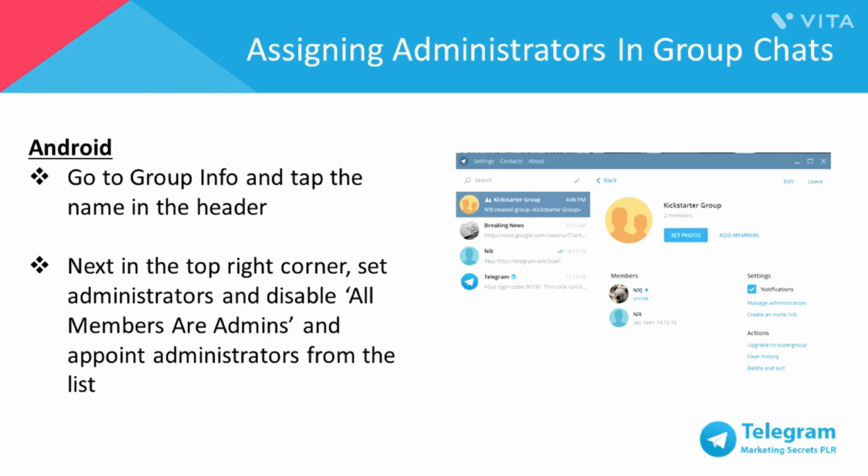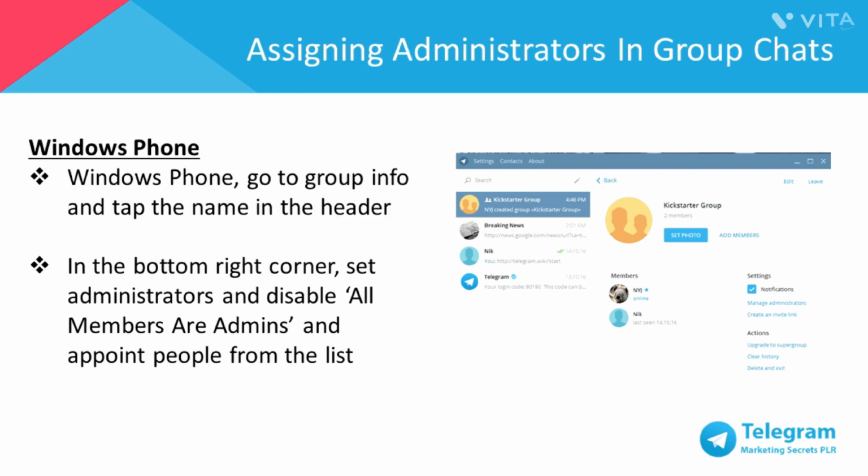For Android, go to Group Info and tap the name in the header. Next, in the top right corner, set administrators and disable all members or admins, and appoint administrators from the list. Lastly, for Windows Phone, go to Group Info and tap the name in the header. In the bottom right corner, set administrators and disable all members or admins, and appoint people from the list.